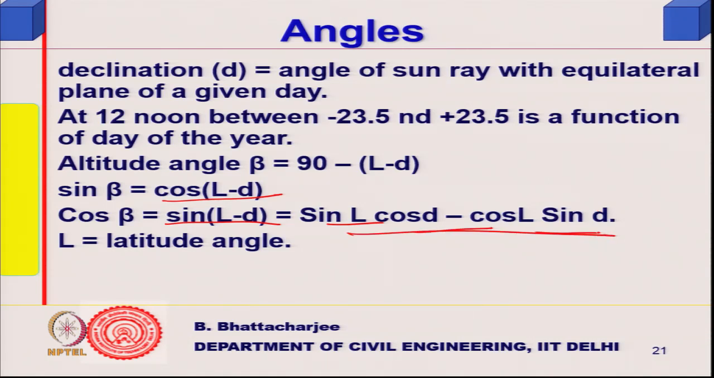Sin beta is equal to cos of latitude minus declination, cos L minus d, and cos beta is equal to sin L minus d, because it is 90 minus L minus d. Sin L minus d can be written as sin L cos d minus cos L sin d. So, at 12 noon this is the simple relationship between altitude angle, declination and latitude. So, at 12 noon only.